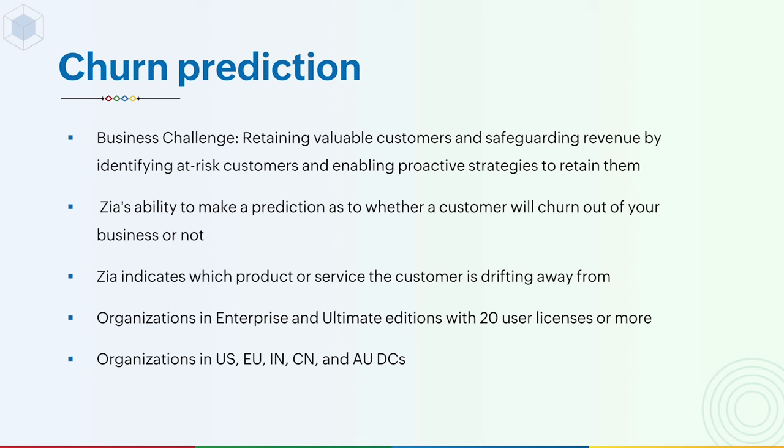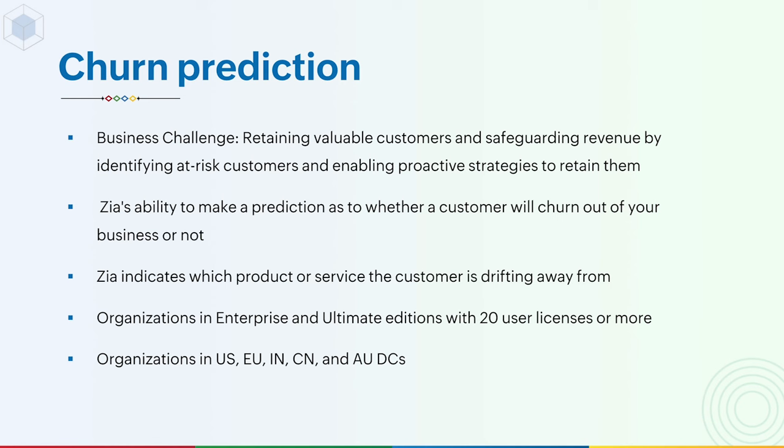What makes Zia truly invaluable is its ability to pinpoint the specific property type or service that the client is considering moving away from. In our business use case, we run a real estate agency that offers a diverse portfolio of services, including residential home sales, commercial property leasing, and property management. Each client represents a valuable connection, and losing their business can have a direct impact on the agency's bottom line.